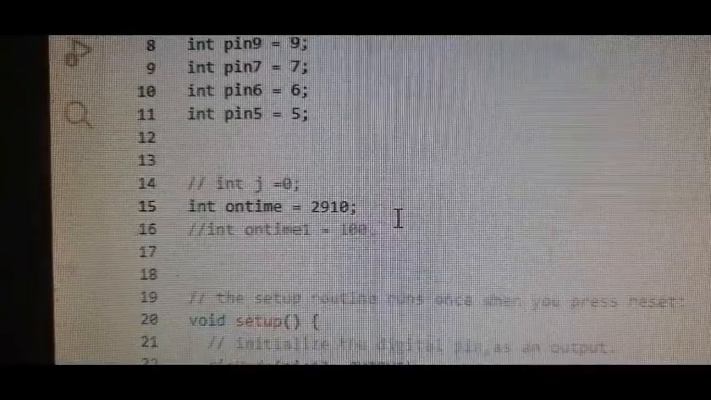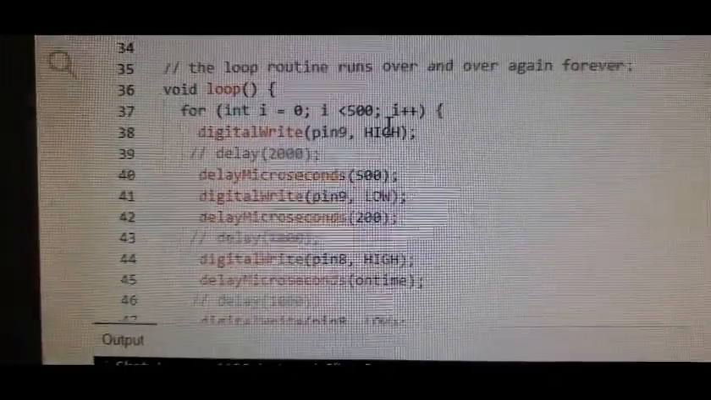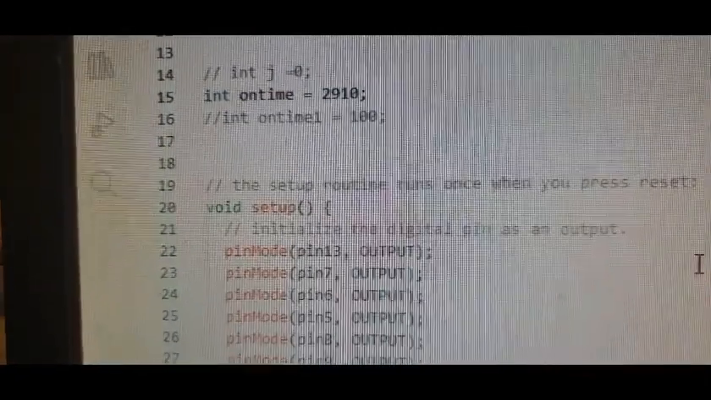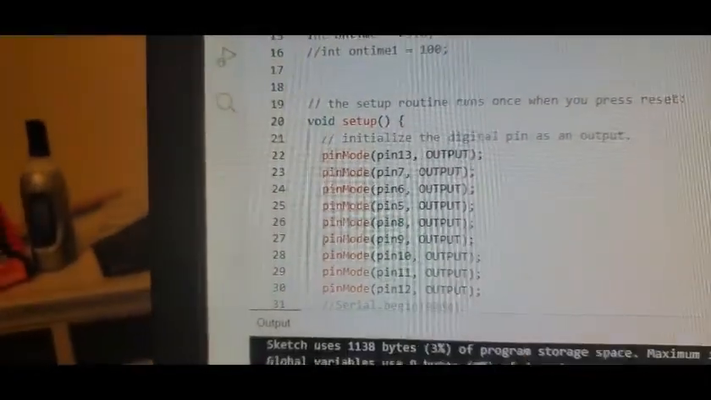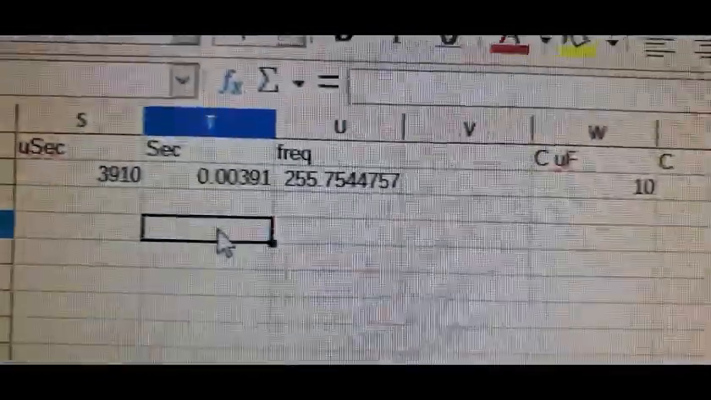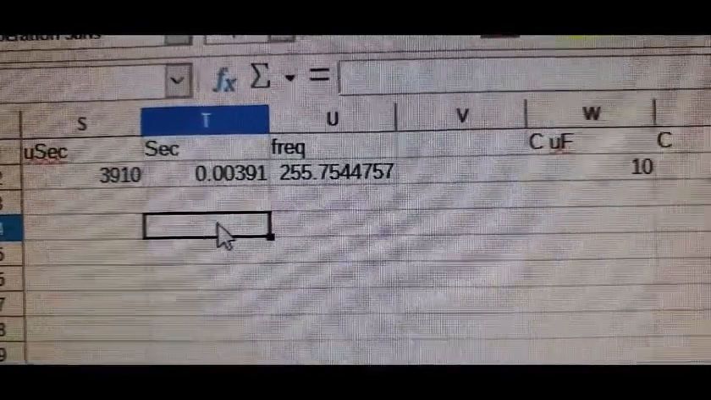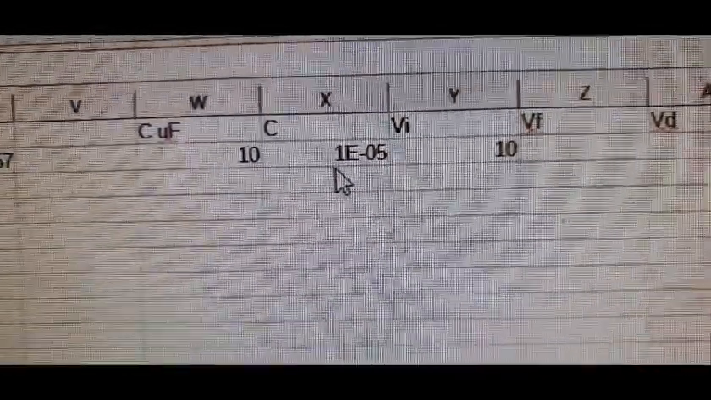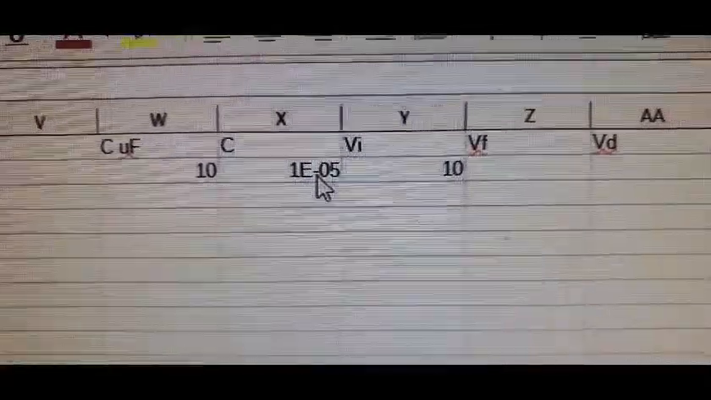So the on time was 2,910. Remember, with all the switching, then we add 1,000. So 2,910, 3,910. And that's microseconds. So 3,910 microseconds. That many seconds, 255.75 times per second, the cap gets charged. It's a 10 UF cap, so that many actual farads.